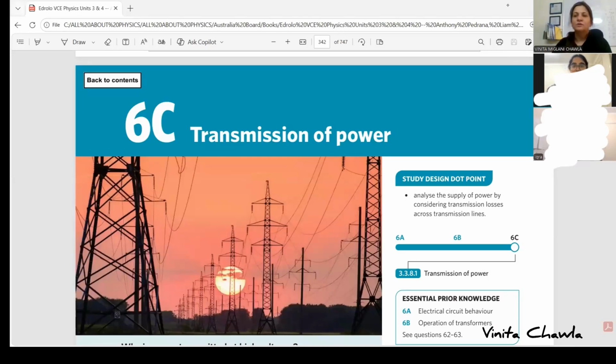Last topic of this chapter is transmission of power. So how is power transmitted from one junction to another junction? So here we talk about, again, transformers, step up and step down transformers.